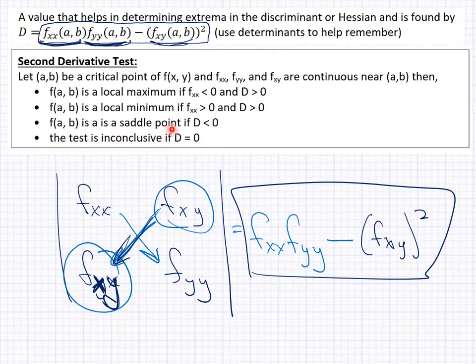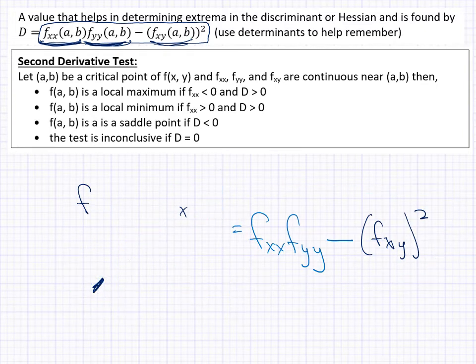(a, b) will be a saddle point if the discriminant is less than 0. If the discriminant is 0, the test is inconclusive, regardless of what happens with fxx. The big problem with the second derivative test is that it could be inconclusive when the discriminant equals 0. This is something you've seen in Calc 1. So in Calc 1, think about the second derivative test. It talked about concavity.